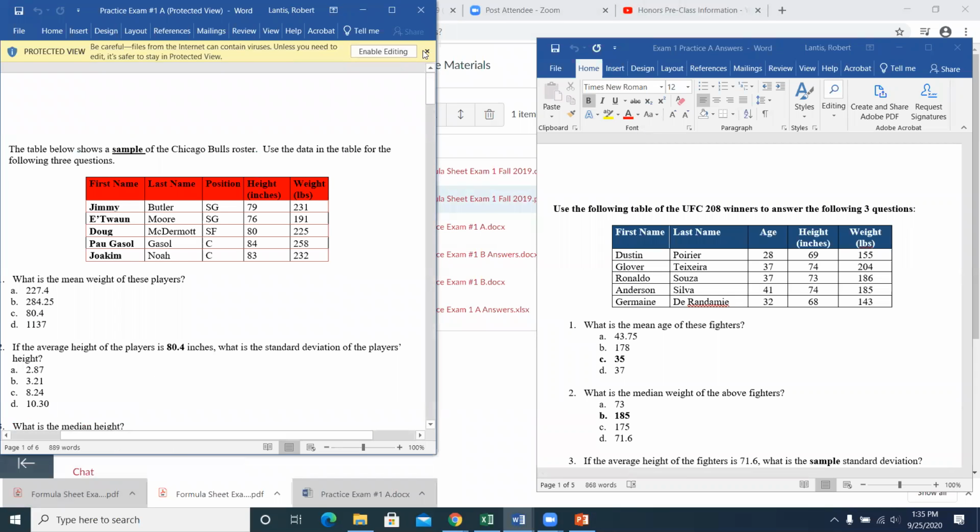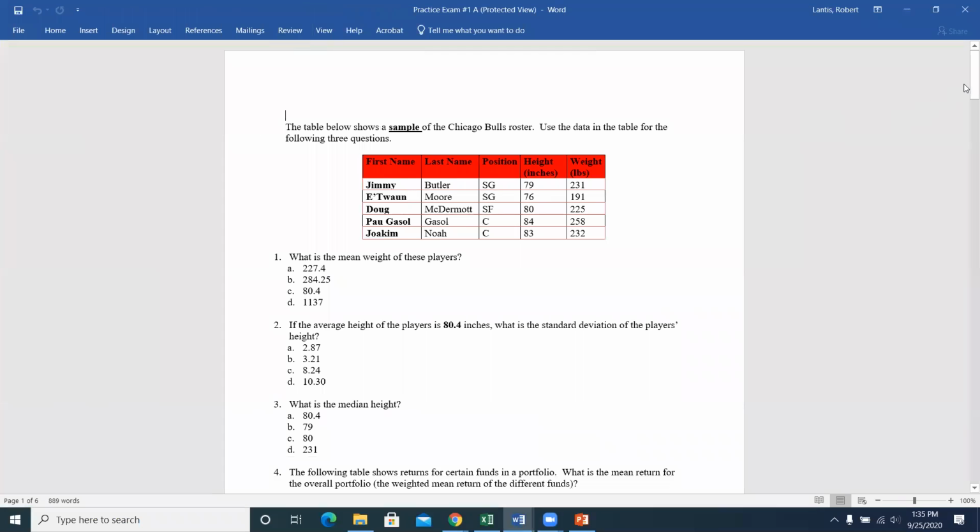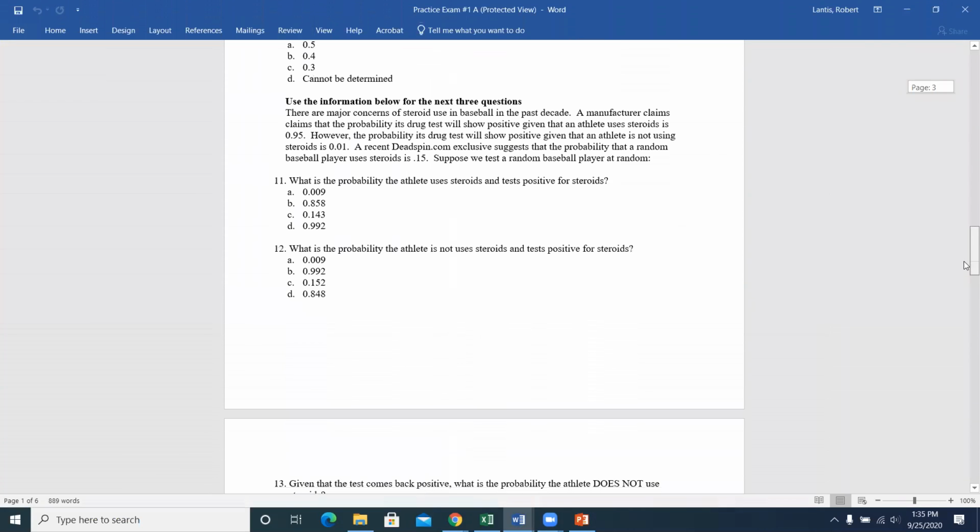There it is. I was going to say, I thought I had red. Okay, so let's go down here.